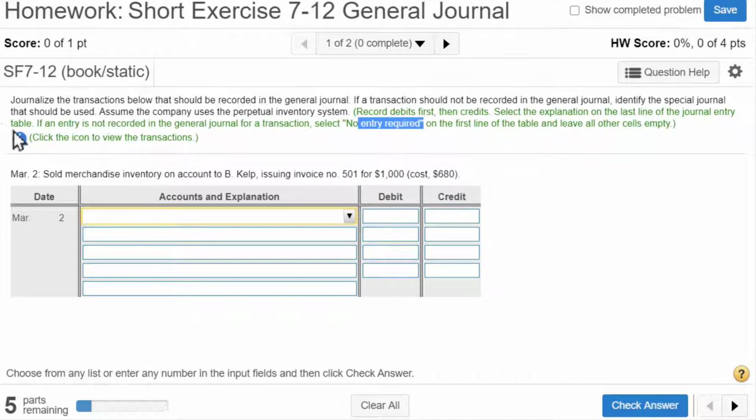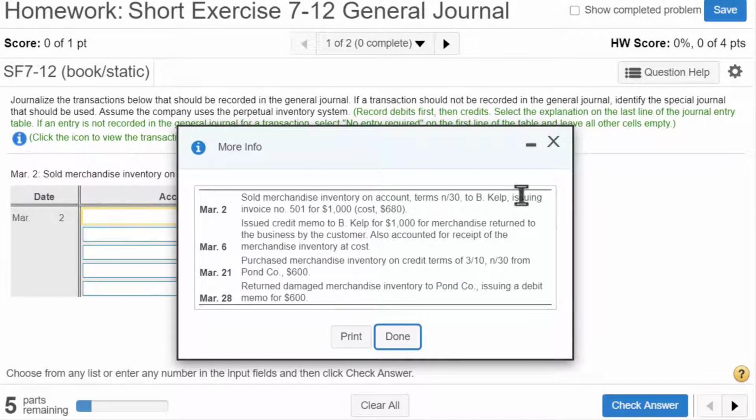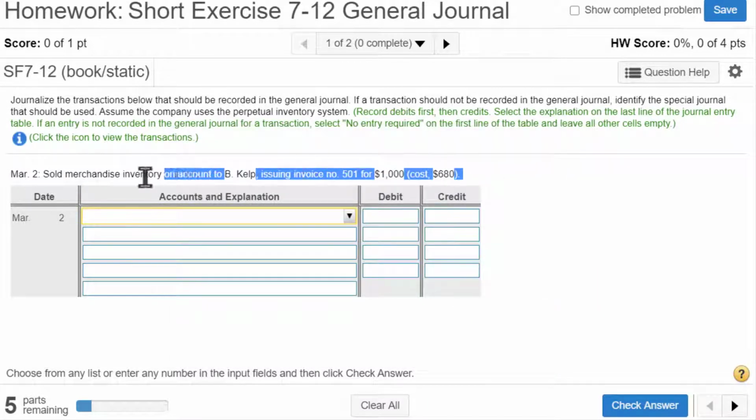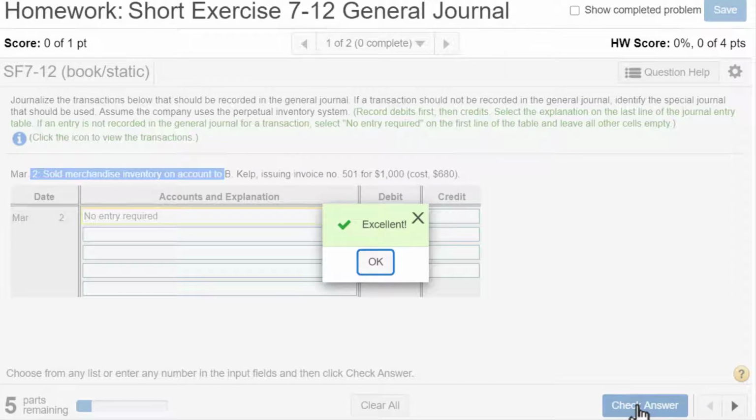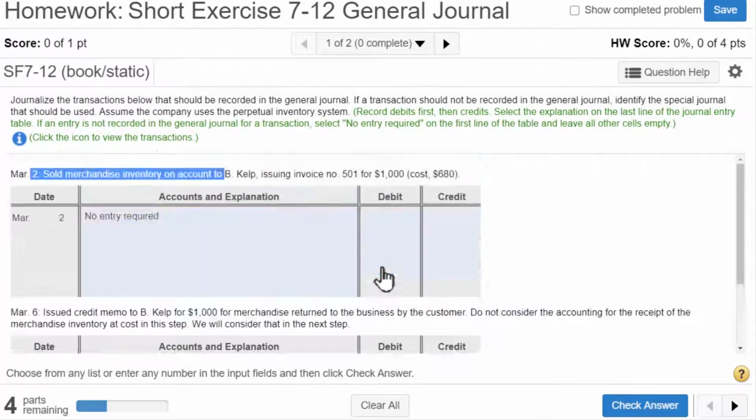All right, so we can see our transactions here, but they also list them here. On March 2nd, we sold inventory on account to B Kelp, issuing invoice number 501 for $1,000, and the items cost us $680. So what journal does that go into? Well, this is a sale on account, so this goes in the sales journal. This is not the sales journal, this is the general journal, so you would say no entry required. And in the real world, you'd go and enter that in the sales journal.